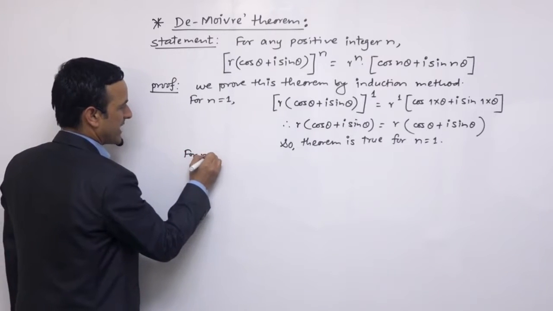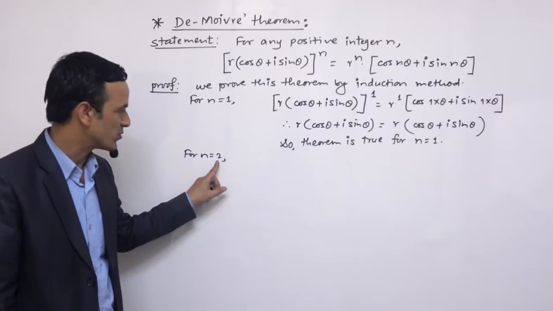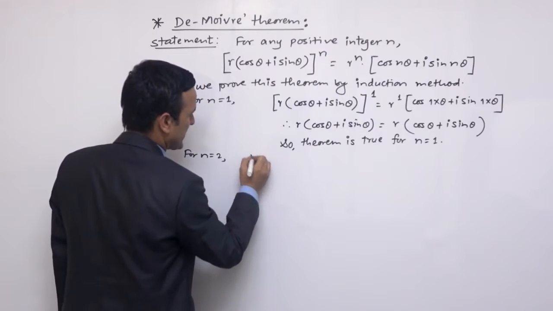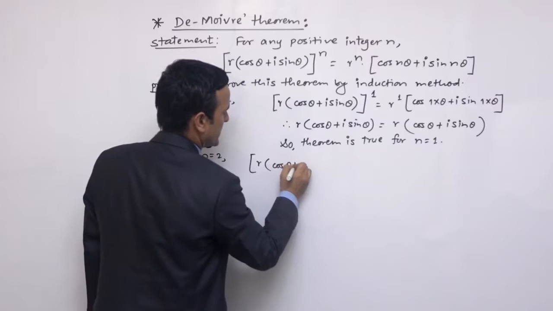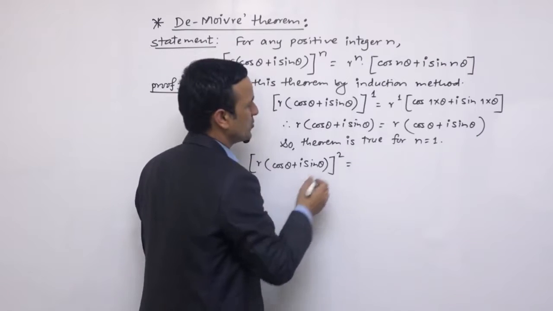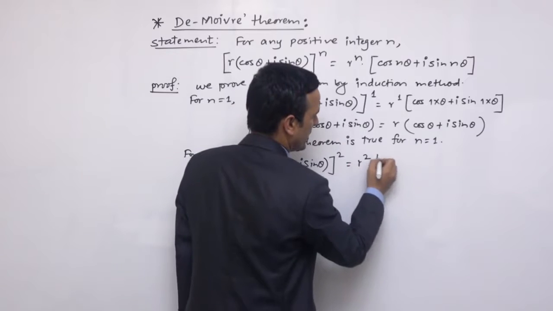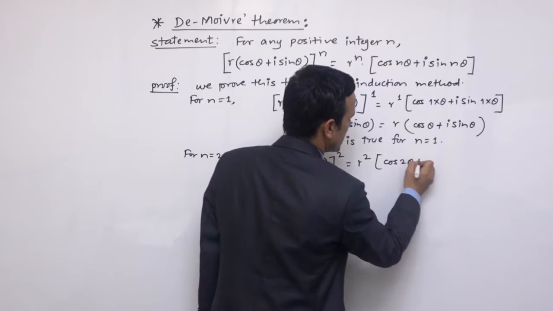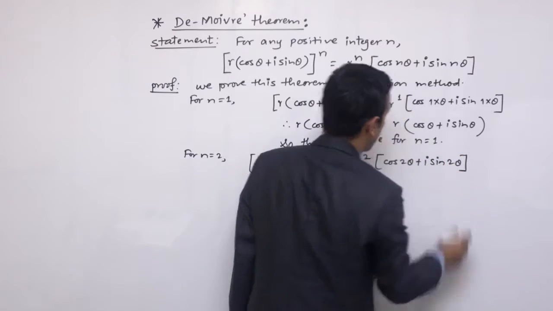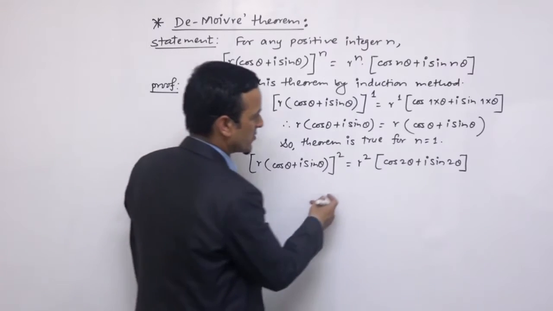Similarly, if you put n is equal to 2, then in the LHS where n is, we put 2. So in this way we get r times cos theta plus I sin theta power 2 is equal to r power 2. In the place of n we have 2 and cos 2 theta plus I sin 2 theta. If you solve it, then what will you get? Now look at here.